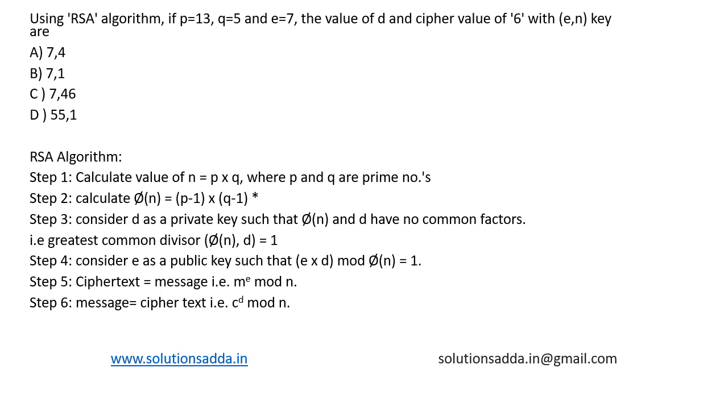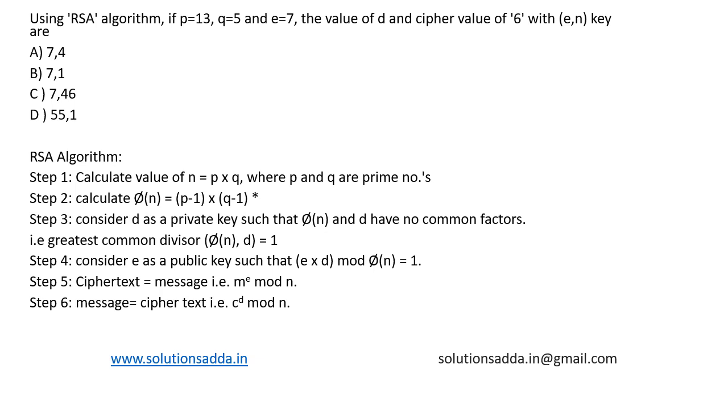So here we are given P equal to 13 and Q equal to 5. So let's calculate n, that is 13 into 5. So 13 into 5 is equal to 65. So we are having the value of n. Next step is to calculate phi of n. Phi of n is equal to p minus 1 into q minus 1. So 12 into 4, that is 48. Next we have to calculate actually private key D.